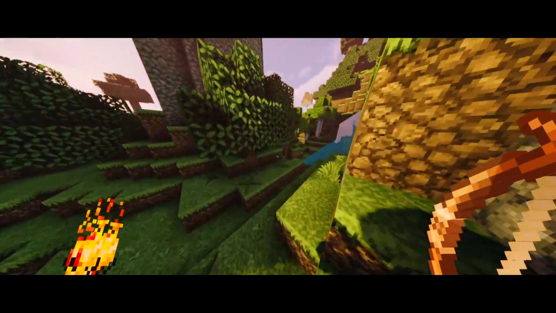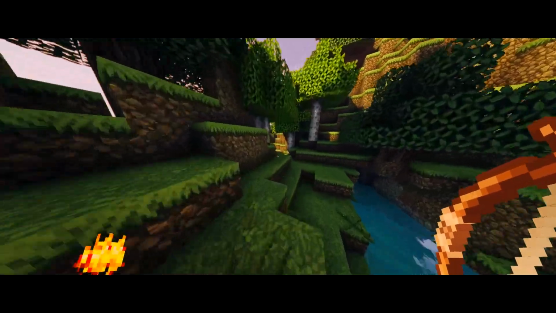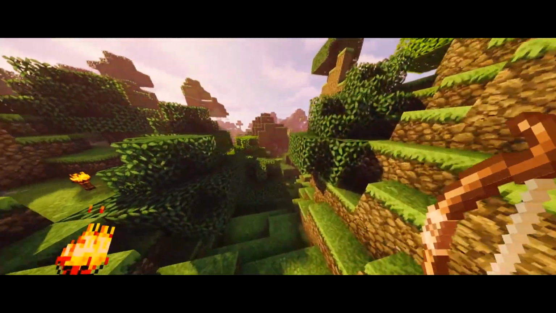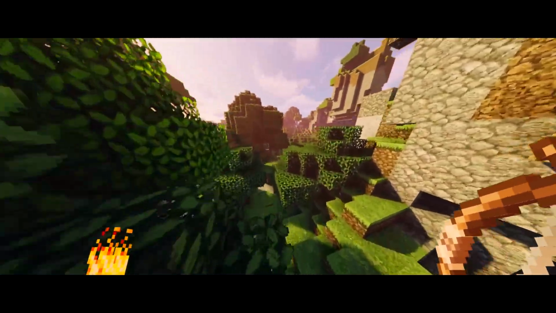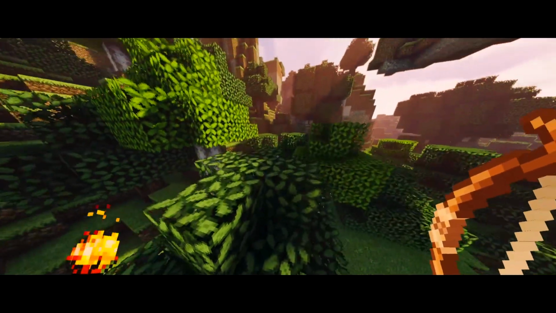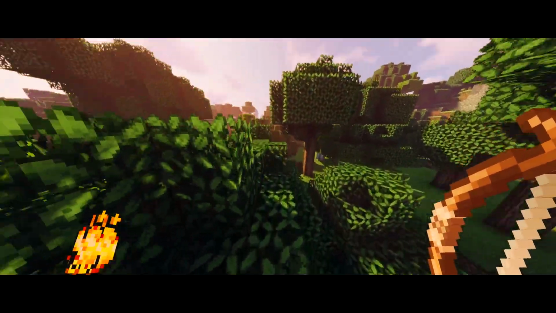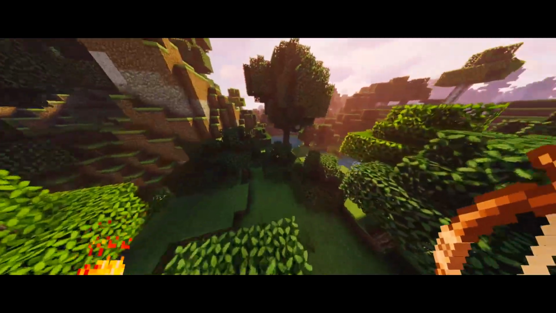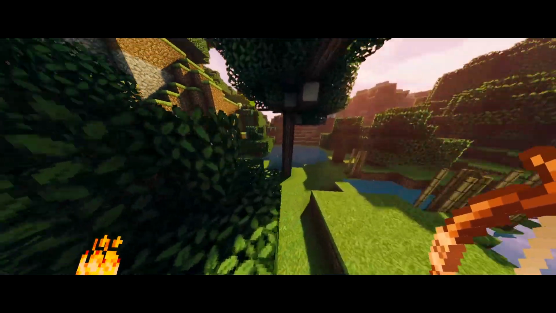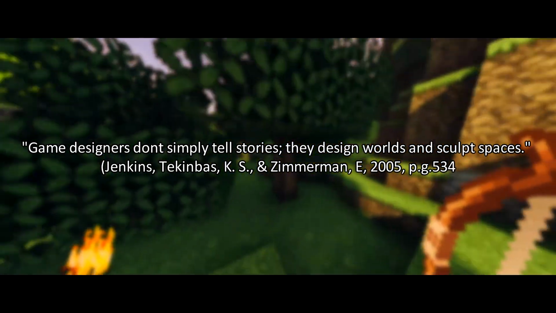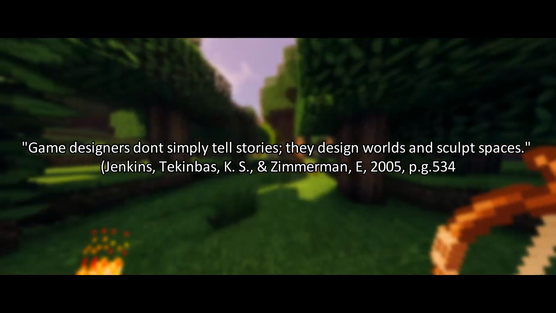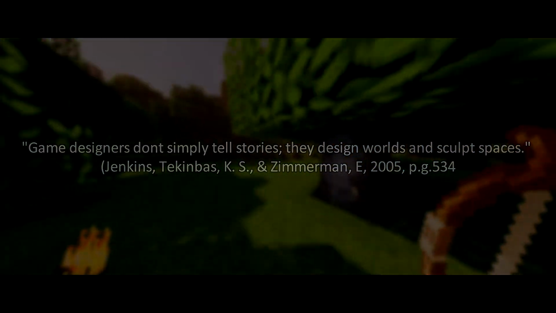Although music is part of Egenfeldt-Nielsen's four categories of game sound, my main focus will be looking at how the first three, vocalization, sound effects and ambient effects, help to draw players into the games themselves, because as Henry Jenkins says in his piece about game design and narrative architecture, game designers don't simply tell stories, they design worlds and sculpt spaces.